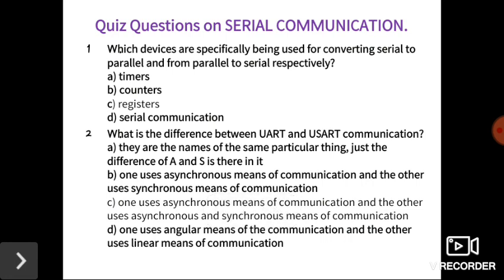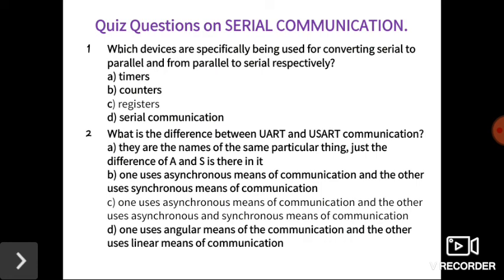Next one is the quiz questions for serial communication. The first question is, which devices are specially used for converting serial to parallel and from parallel to serial respectively? The options are timer, counters, registers and serial communication.